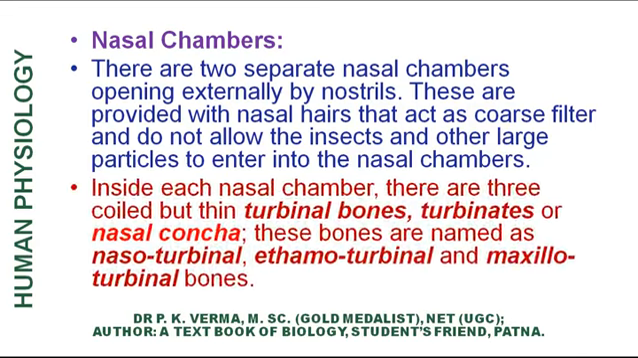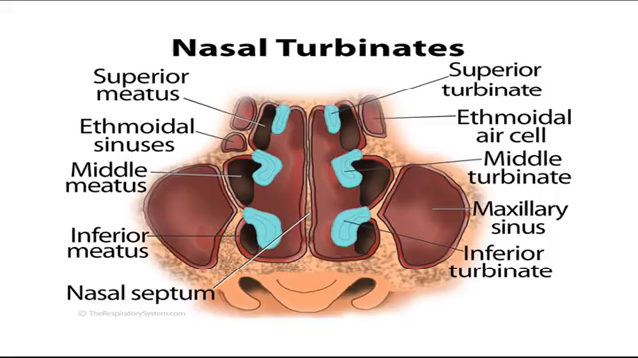Inside each nasal chamber, there are three coiled but thin turbinal bones, also known as turbinates or nasal concha. These bones are named as nasoturbinal, ichthyoturbinal, maxilloturbinal bones. In this diagram, you can see the turbinal bones in blue-green color.